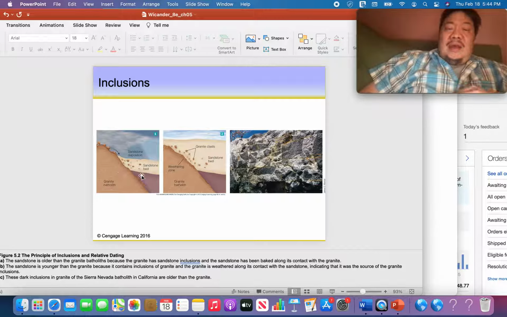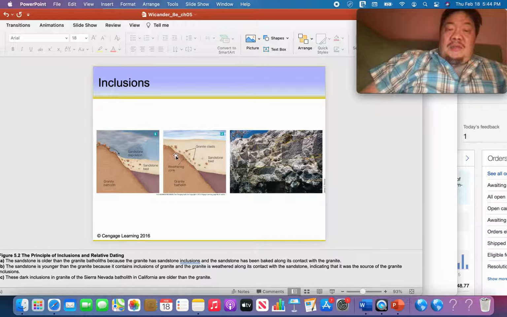And then you want to figure out, how did that happen? Well, obviously this granite cooled underground, so the granite cut through some rocks which are no longer there. They've been eroded away. And then maybe this was a shallow marine area like a beach or a desert or whatever. Sand was deposited and chunks of the granite were incorporated into the sandstone bed.